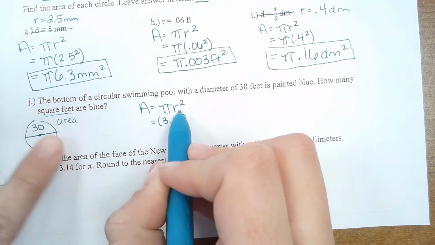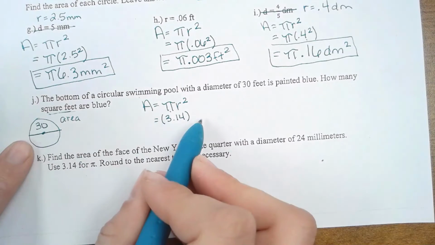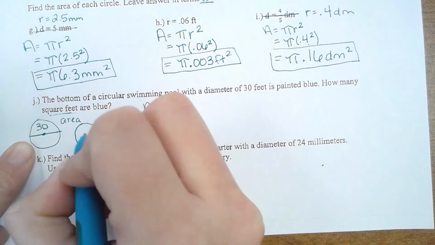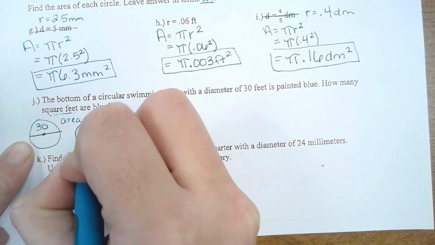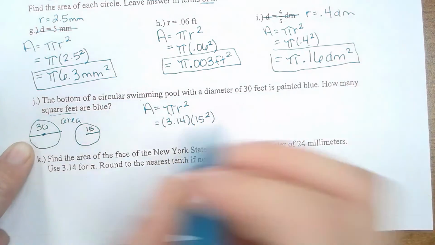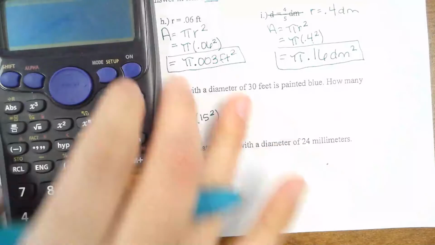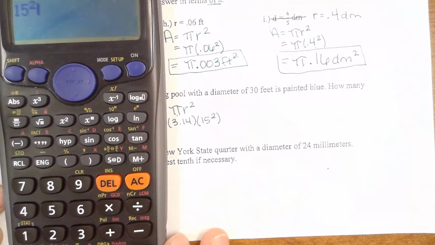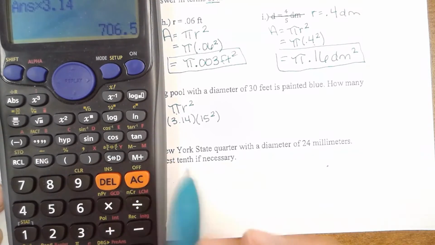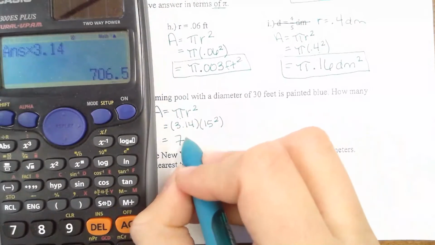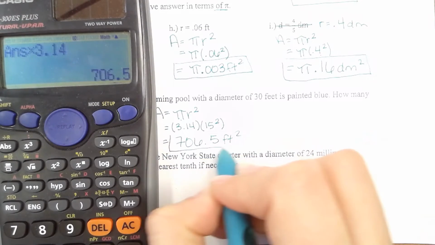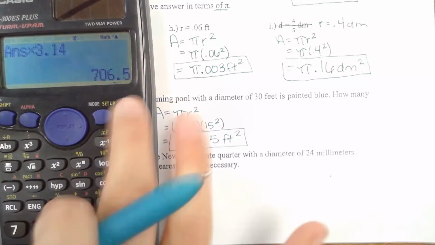R is your radius, so notice how I am not going to plug in 30 for r because 30 is the diameter. So to get the radius, remember it's just half of that. So 30 divided by 2 would be 15. So I'm going to plug in 15 in for r, and then I'm going to square it. Okay, so do the exponent first. So 15 squared is 225, and then take that times 3.14, and you get a grand total of 706.5 square feet. So that's how much will be painted blue.